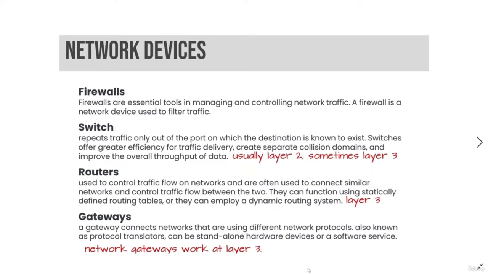A gateway connects networks that use different network protocols. They're also known as protocol translators. They can be standalone hardware devices or a software device. Network gateways also work at layer 3.